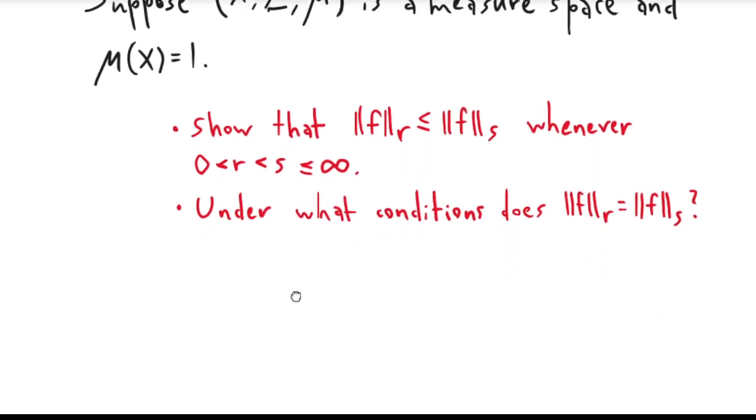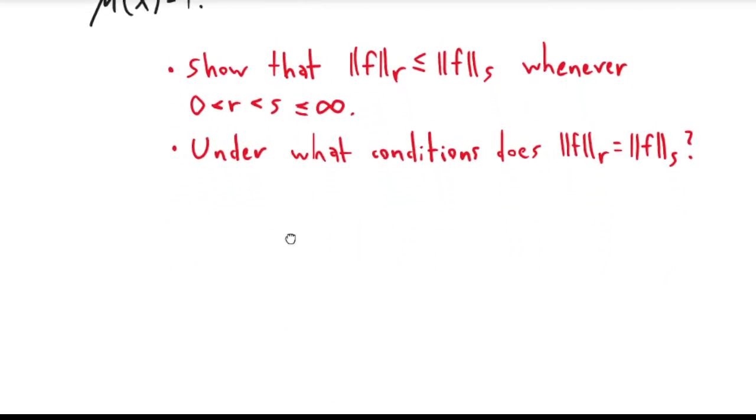So let's start with the first inequality that we're trying to prove. This is not actually true in a general measure space, and it's not super hard to find examples where this fails, for example, in a measure space where the measure of the entire space is equal to infinity.